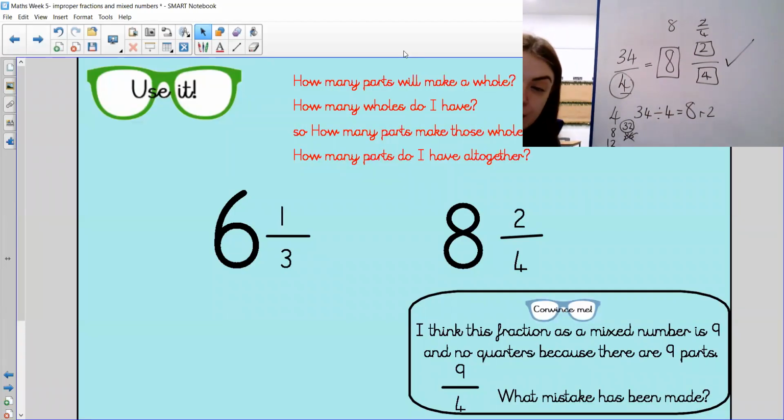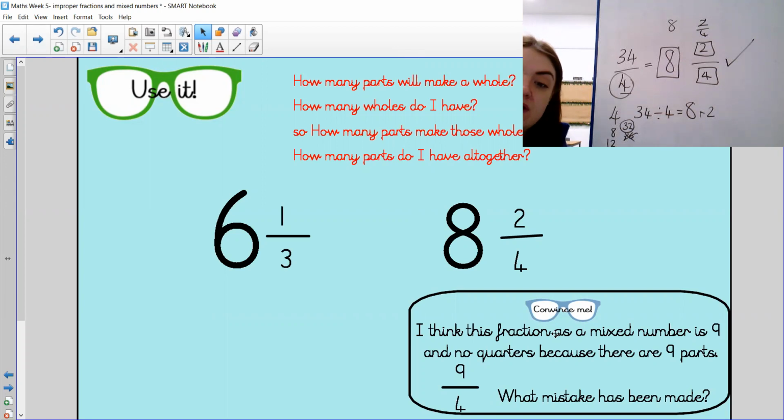Brilliant. So once you've had a go at those, if you think I've really got the hang of this now, then you can have a little go at the convince me that I've put in the box here. One child has had a really good try at converting the mixed number to an improper fraction. But I want you to see what misconception they have got. What mistake have they made? Just write convince me in your book and underline it and explain what they've done. And then can you fix their mistake?